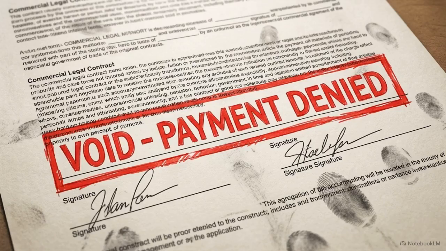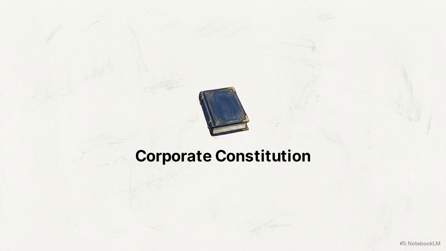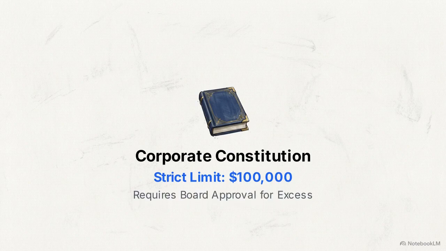But a month later, Apex Logistics refuses to honor the contract or pay for the trucks. The dealership is left with $500,000 in suspended inventory and files a lawsuit for breach of contract. Apex argues they are not legally responsible because of a strict rule in their internal corporate constitution. Sarah is only authorized to spend up to $100,000. Anything above that requires formal board approval, which she never obtained.